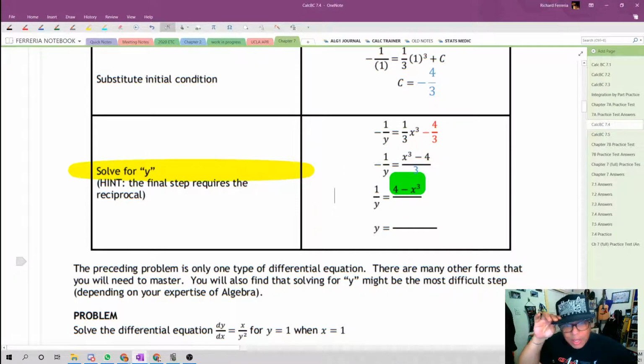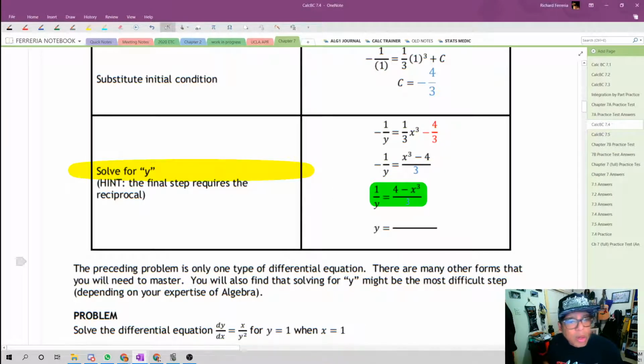This is an effect that a lot of students don't see right away. But if you multiply x cubed minus 4 by negative 1, you get 4 minus x cubed. So that's like a simplification and a multiplying by negative 1 all at the same time. Of course, the denominator is still 3.